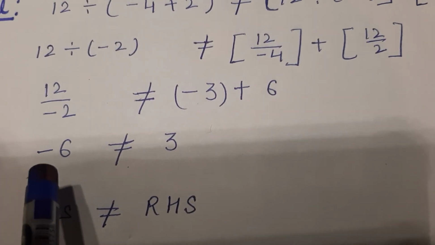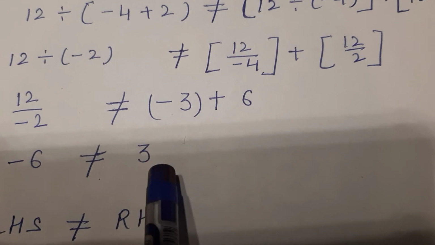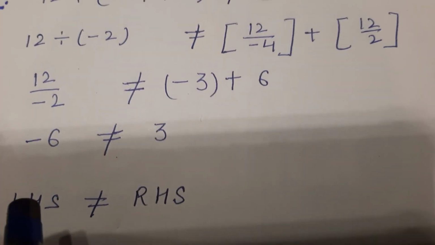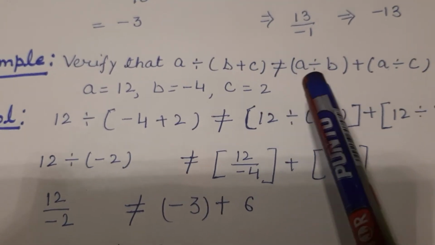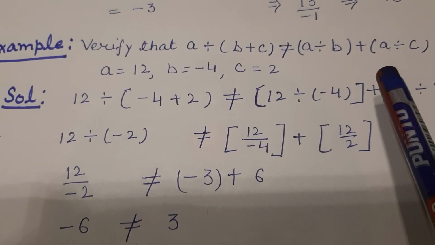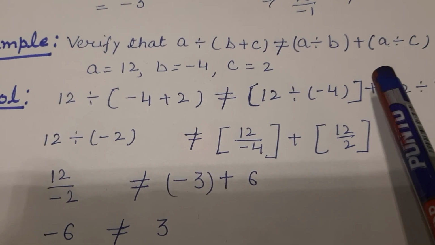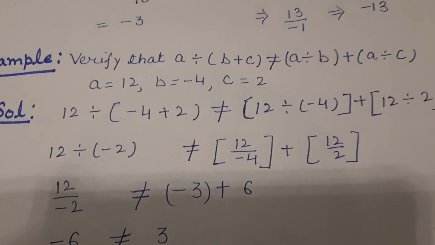Now if you see, minus 6 is not equal to 3. It means the left hand side is not equal to the right hand side. So the distributive property is not valid under division of integers. I hope it is all clear to you.